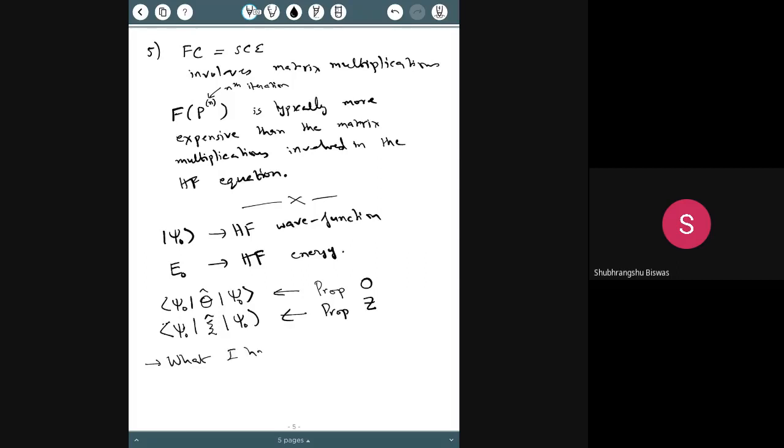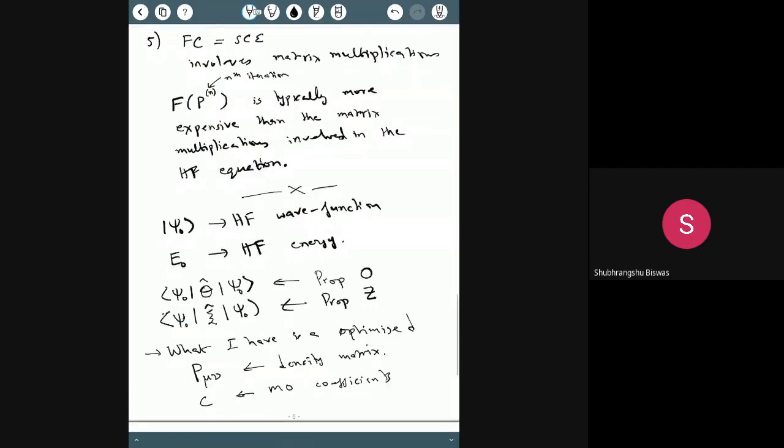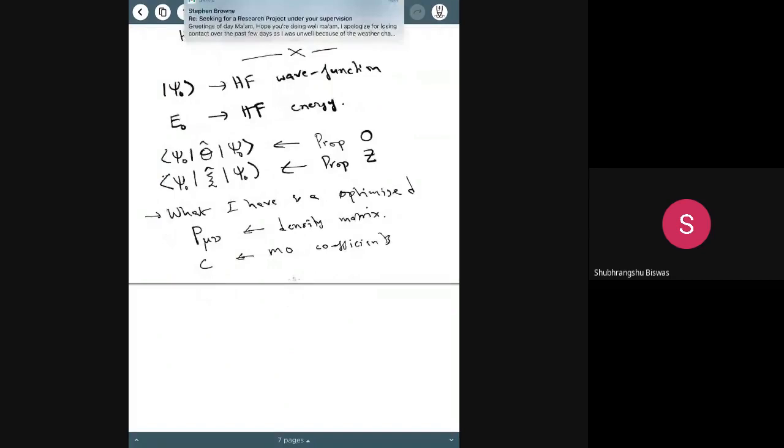P mu nu. So I have an optimized density matrix. And along with that, I have the MO coefficients as well. But I do not have a functional form for the wave function. And neither do I have the psi naught on a grid.